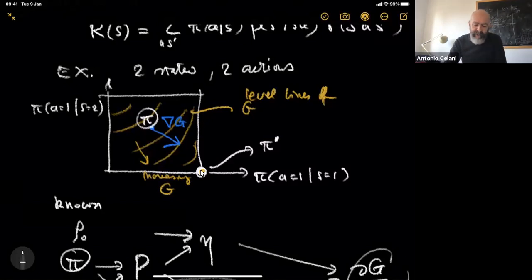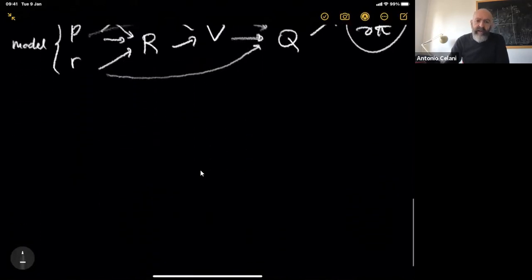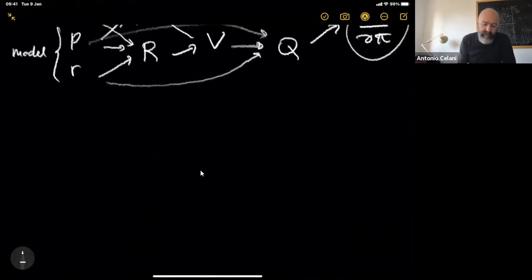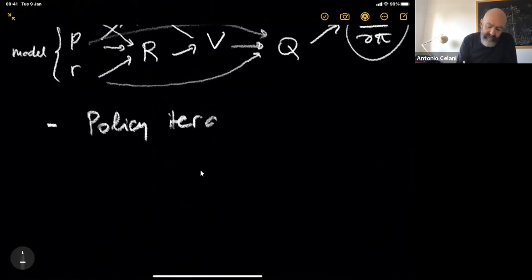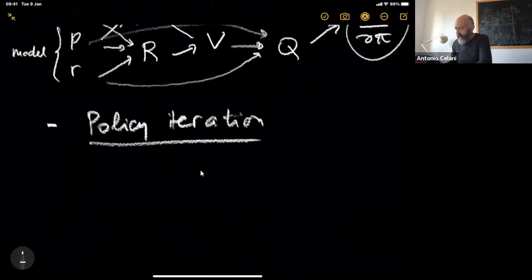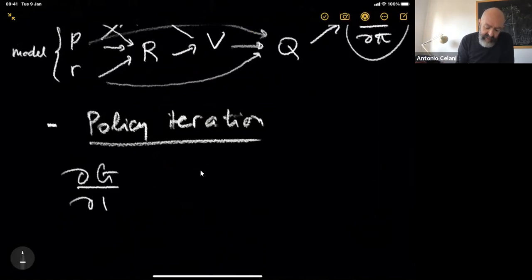Fine. So the first algorithm that we will discuss goes under the name of policy iteration. So what is the idea? Well, the idea is very simple. It's sort of brutal in the sense that I rewrite here that my gradient is this object here.